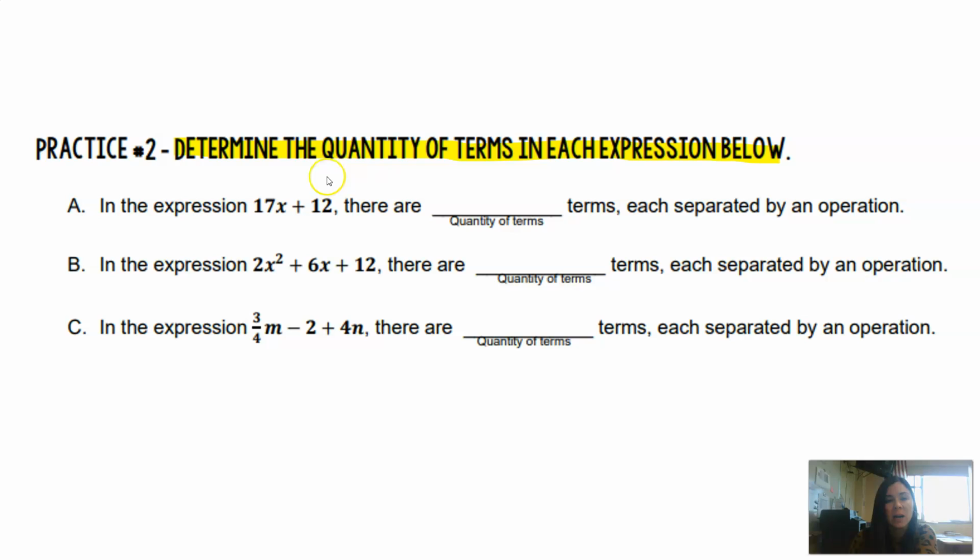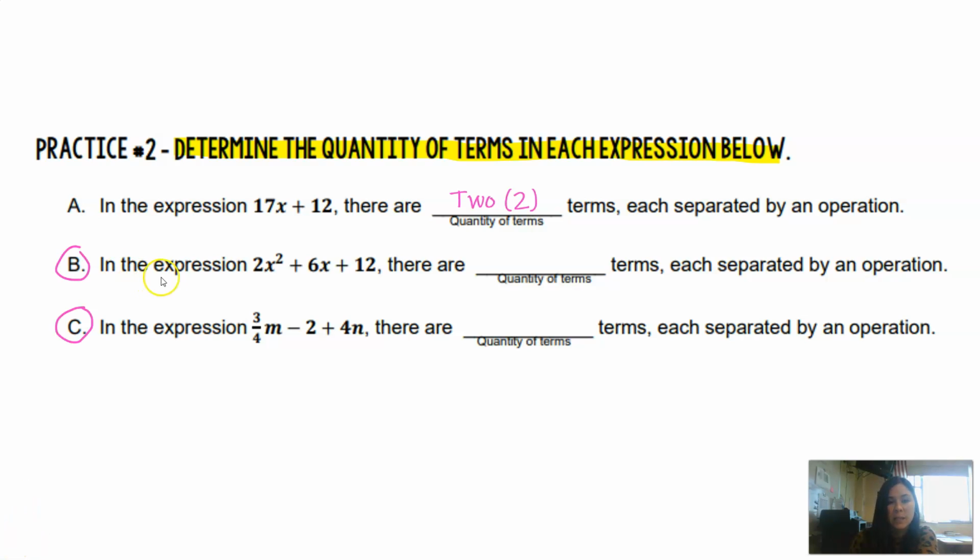Practice number 2 asks, determine the quantity of terms in each expression below. In letter A, in the expression 17x plus 12, we need to determine the quantity of terms, each separated by an operation. I see that I have 17x before the plus sign and 12 after. That gives me 2 terms. You try B and C.